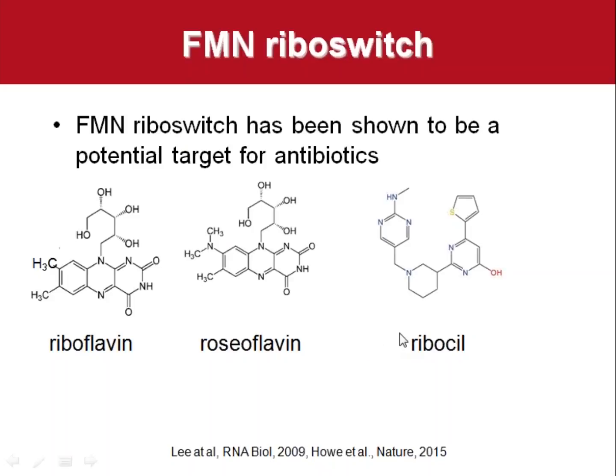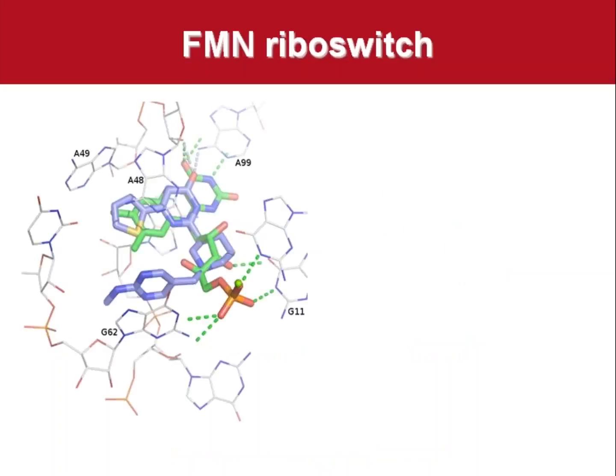And then last year, people from Merck published another compound which they named ribocil. This was discovered by phenotypic screens looking for new antibiotics, and later they found that the target for ribocil is actually also the FMN riboswitch. People at Merck could also determine the crystal structure of ribocil in complex with the FMN riboswitch. So an overlay is shown here. The green carbon atoms come from the FMN, and the blue carbon atoms come from the ribocil.